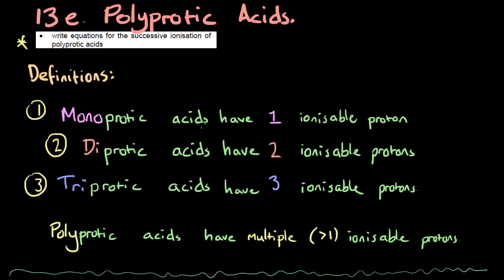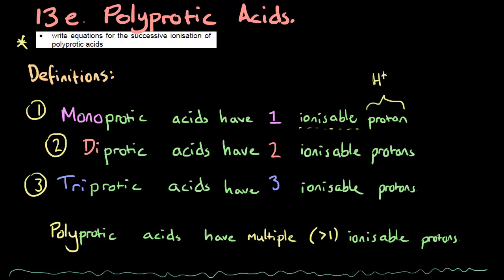So a monoprotic acid has one ionizable proton, where proton is equivalent to a H+ ion. So a monoprotic acid is a substance where one of the hydrogen atoms can be ionized to form H+. In a diprotic acid there are two hydrogens you can ionize to form H+. In a triprotic acid there are three.